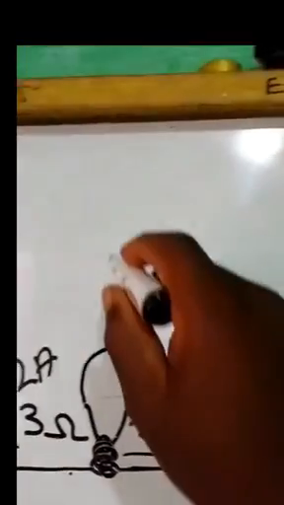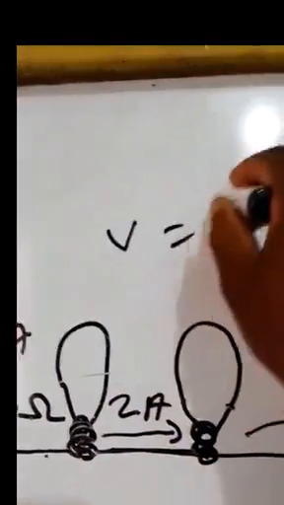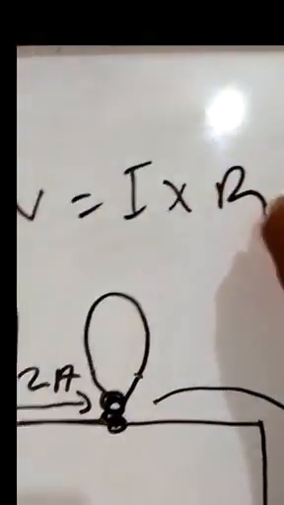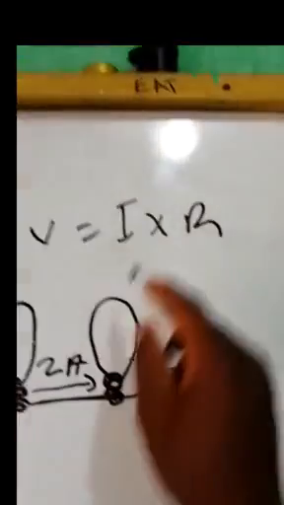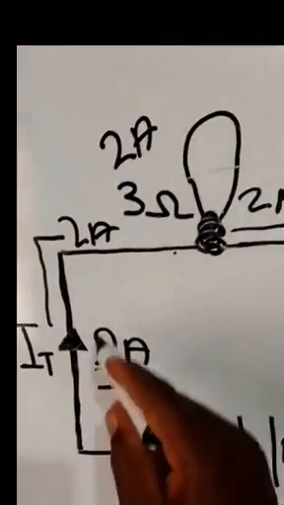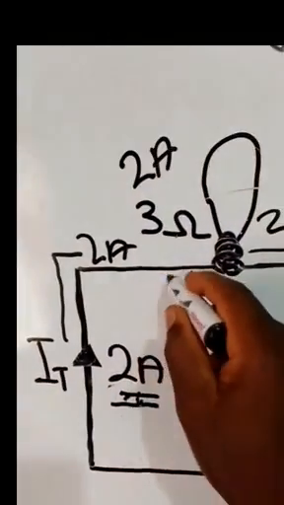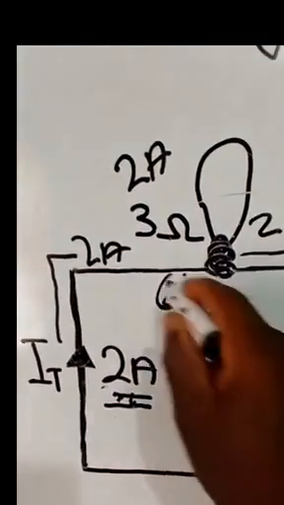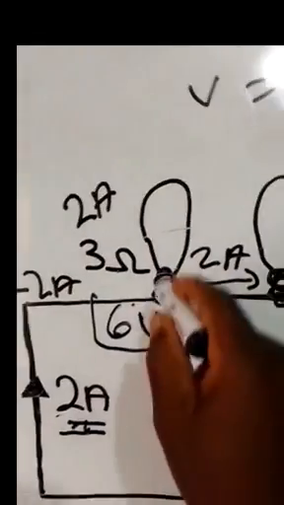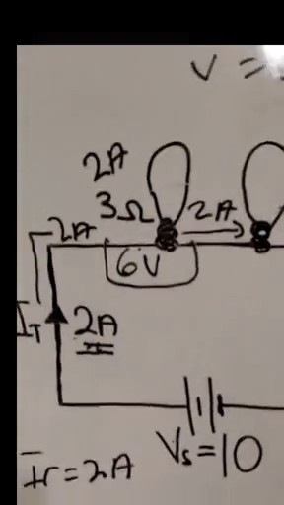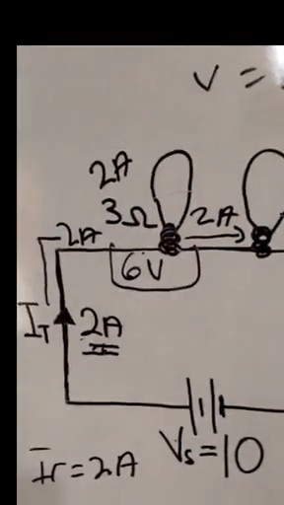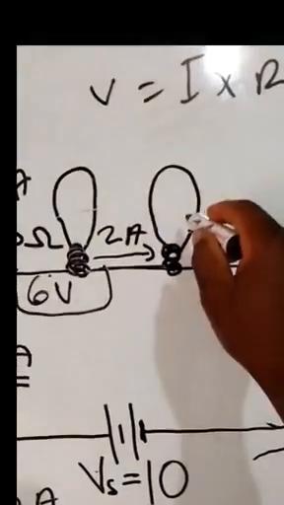So we know voltage is equal to what? Current times resistance. So that is the formula. So 2 by 3 is going to give us 6 volts, meaning that 6 volts is what is going to flow in this particular load.